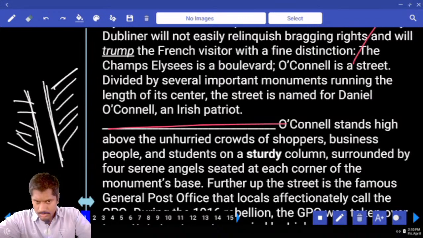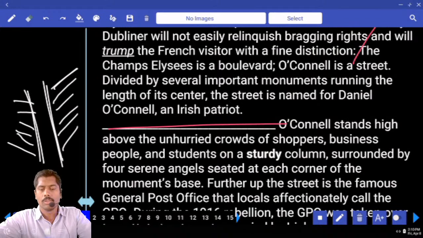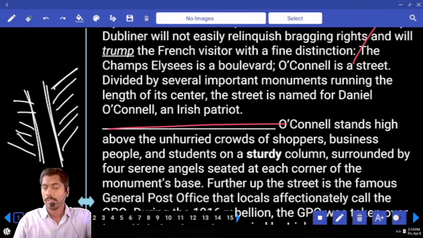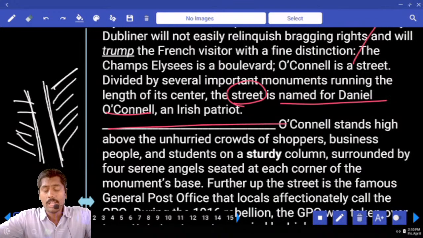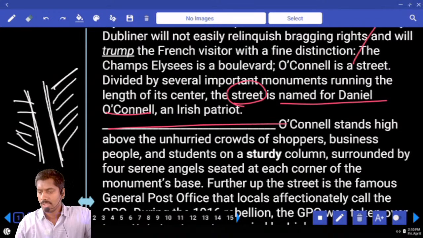O'Connell is a street divided by several important monuments running the length of its center. The street is named for Daniel O'Connell, an Irish patriot. Now they're talking about the street. The street got its name from Daniel, and he is an Irish patriot. Patriot means a person who fights and struggles for the country. So, the blank comes after this.